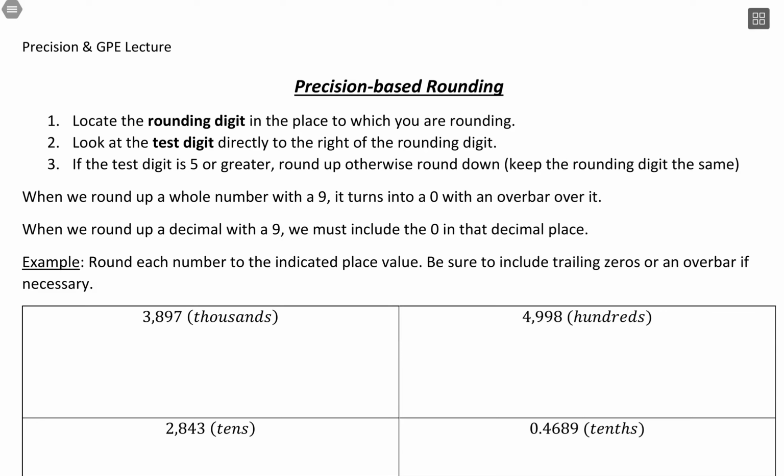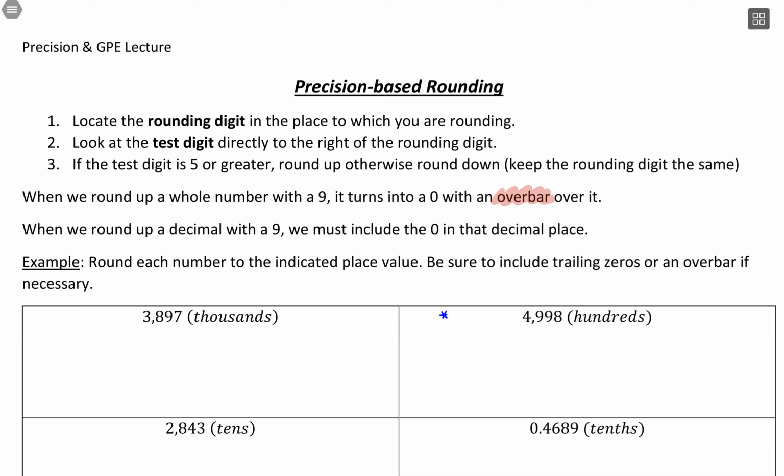So with precision-based rounding, we're really going to be rounding to place value, but by adding in this idea of precision, we're also kind of mixing in the idea of our significant figures. So really this is going to come up in some special cases. It's going to come up when we're rounding up with a whole number using a 9, and if that 9 creates a 0, then what we're going to do is create an overbar. So that scenario is going to come up in this second example right here.